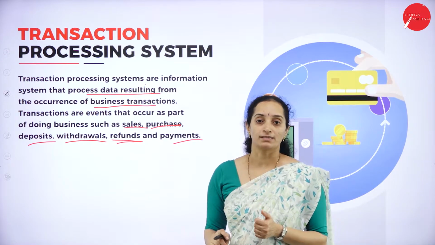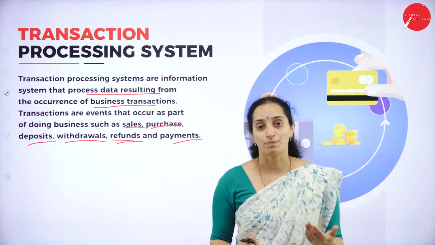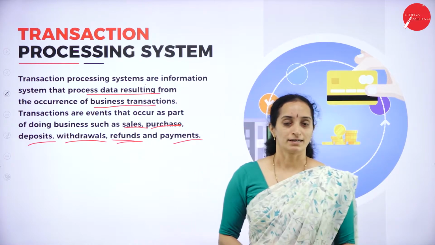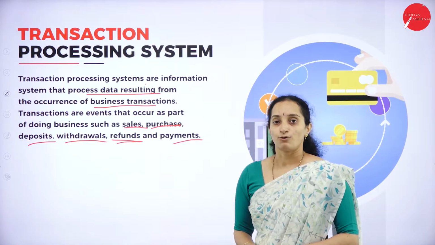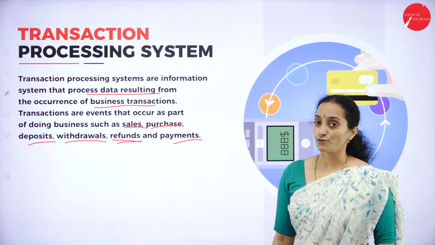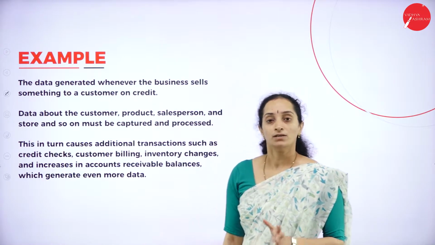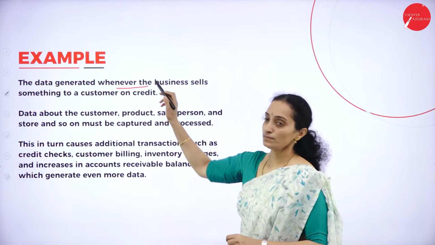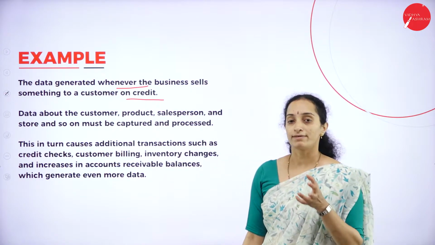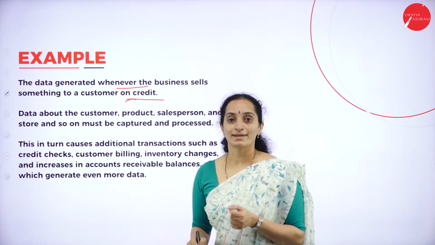Then we have the payments, different payments that can be used. For example, we have purchased the raw material on credit, and now we have to pay that amount to the seller of the raw material, isn't it? Again, it is also a transaction. So these are some of the transactions that we consider in a transaction processing system. An example you can give is the data generated whenever an organization sells a product to the customer on credit basis.